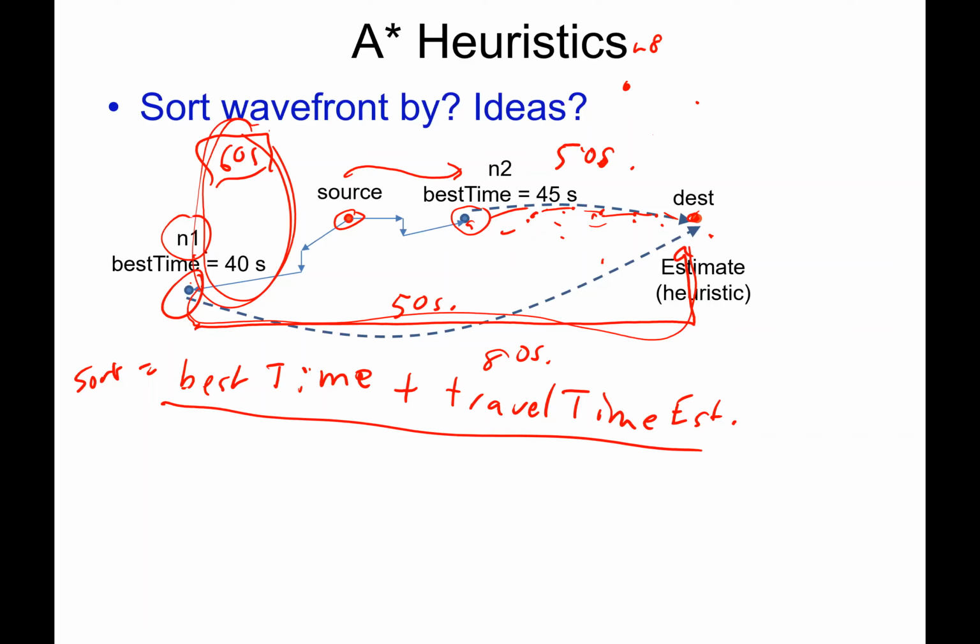So does anybody then have an idea of what we want for this travel time estimate? Okay, so we want to estimate our future travel time. We want to do that fast. Can it underestimate? Can it overestimate? Does it have to be perfect? Anybody on the line have any ideas?